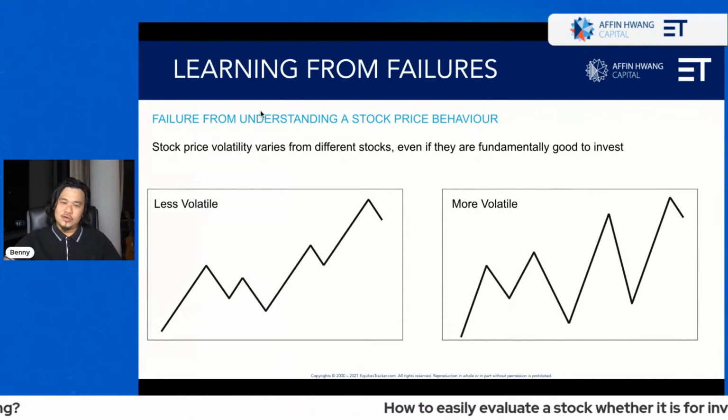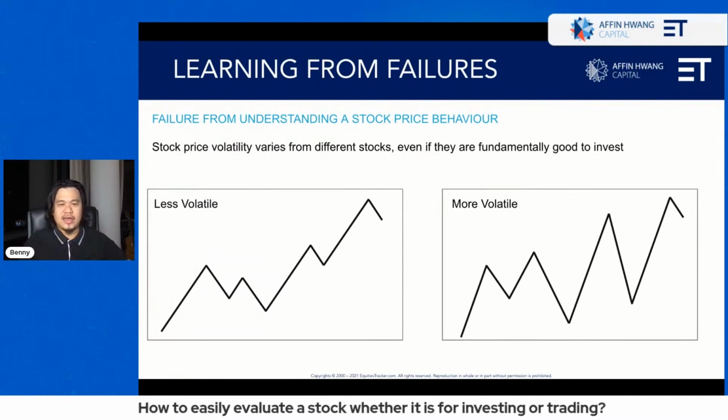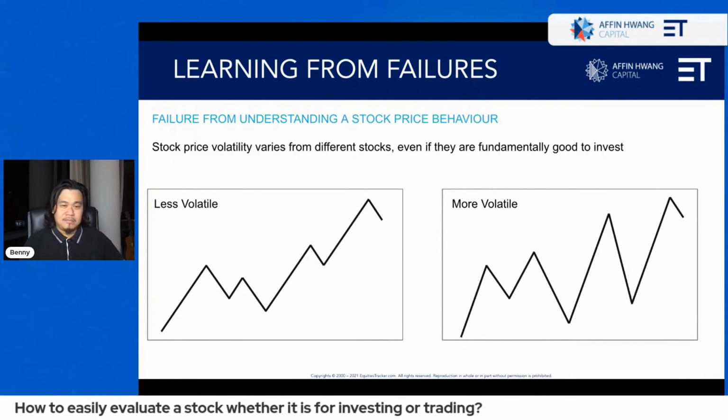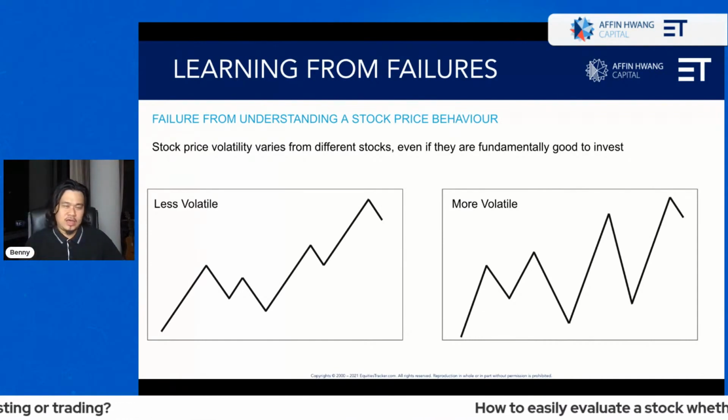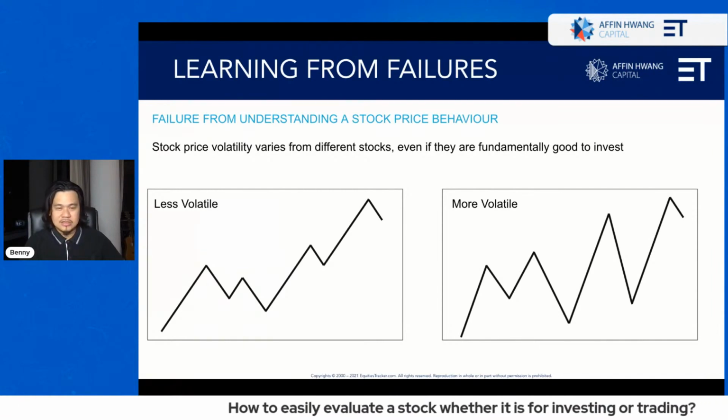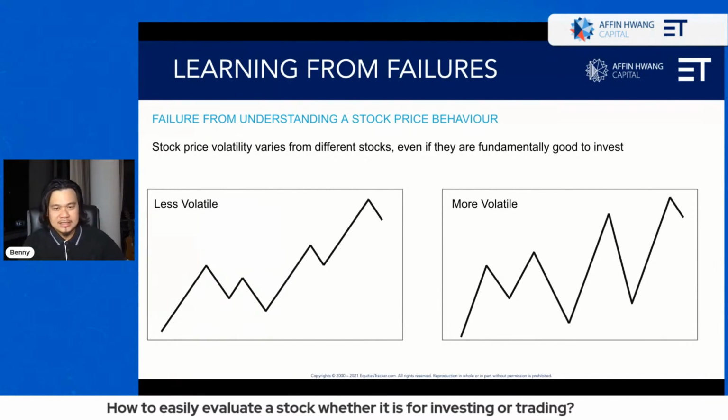So there are counters that are less volatile, which don't move that much over a period of time, but there are counters that can be more volatile. They can fluctuate maybe between 20 to 30% in a week or in a month or even a year, whereas some counters, some stocks, don't fluctuate that much.